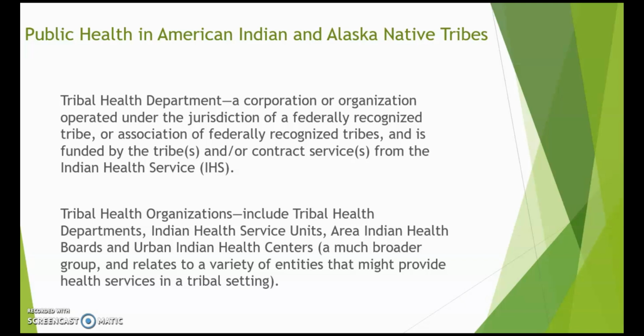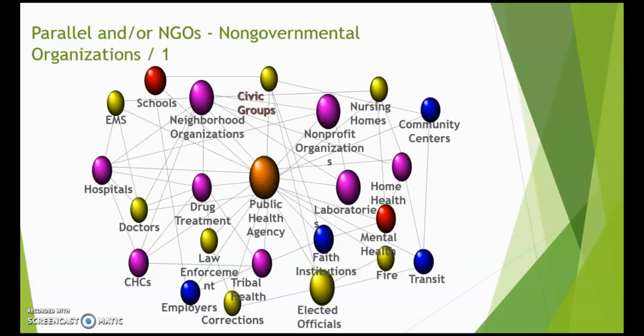Wonderful. Moving on to the next slide, we will see other types of organizations parallel to the government, state, or federal, and/or NGOs, so non-governmental. At the center, of course, you have the public health agency, which we previously examined, but then you have a lot of other elements, right? You have civic groups, you have neighborhood organizations, schools, you have nursing homes, you have law enforcement, employers, you have hospitals, home health, laboratories, community centers, etc., etc.